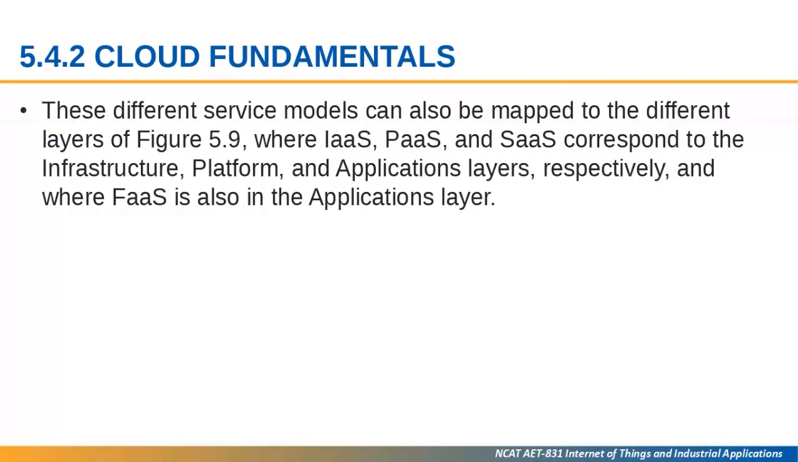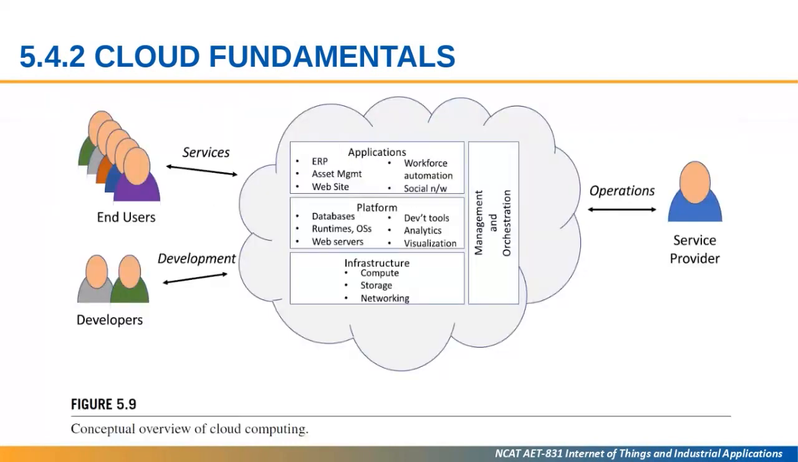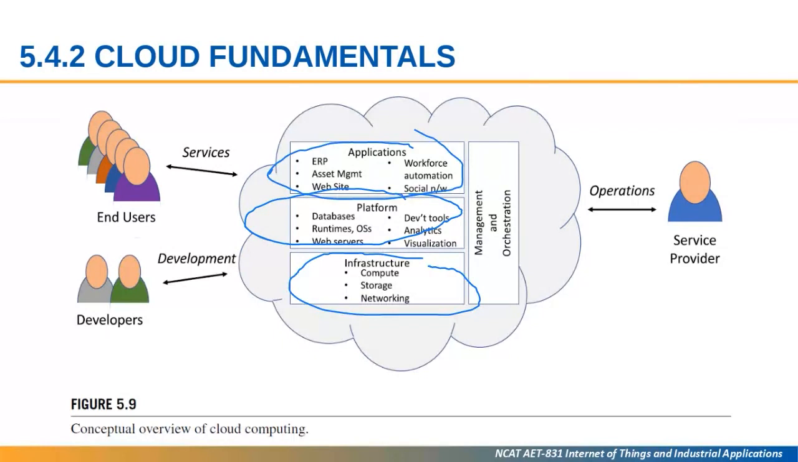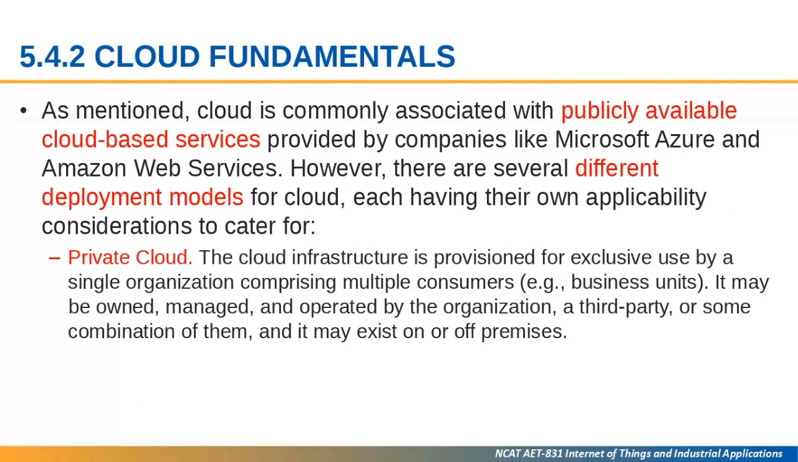If you still remember what we looked at just now, IaaS, PaaS, and SaaS correspond to infrastructure as a service, platform as a service, and application as a service, and function as a service also belongs to the applications resource. Okay, those are the 4 different types of services cloud computing can provide.